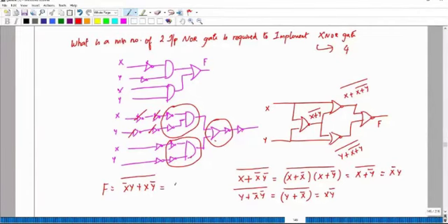So this is nothing but x XOR y. So from this, the minimum number of NOR gates to implement XOR gate is 4.